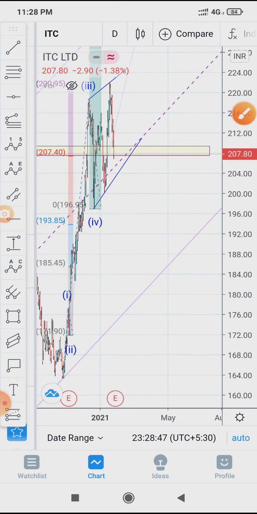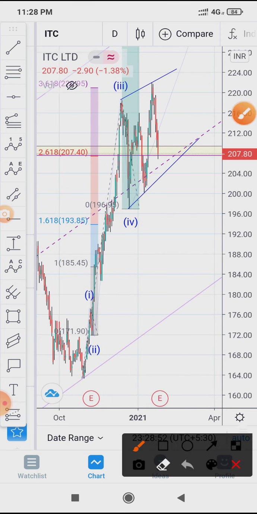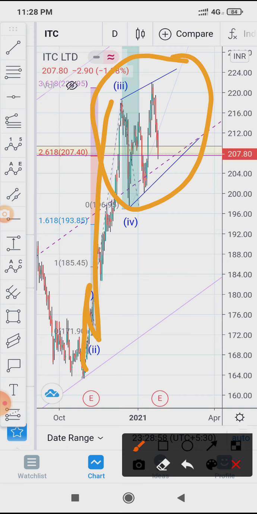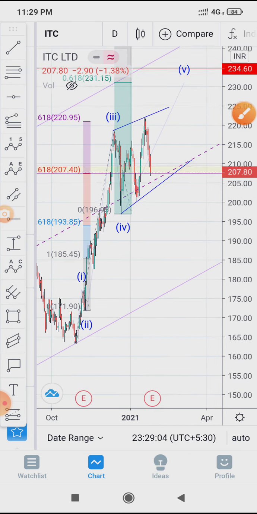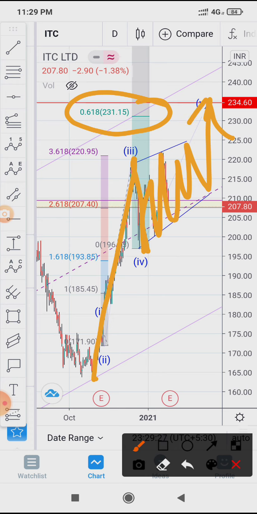So what trades can be done here? In the very short term, we can consider that the fifth wave is an ending diagonal. So here 1, 2, 3, 4, and 5. When I consider 5 waves, it should reach this 0.618 level. This 0.618 level is plotted from 0 to 3, then 4, using Fibonacci extension. So here you would see that 231 is the number where it should reach while going like this.